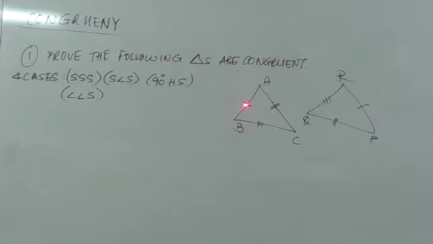So you can see you've got side, side, side. AB is equal to RP. You can say RP or PR, it doesn't matter. You can see AC is equal to QP. And you can see RQ is equal to BC. So it's this case here. It's a case of side, side, side. So we will write our proof.